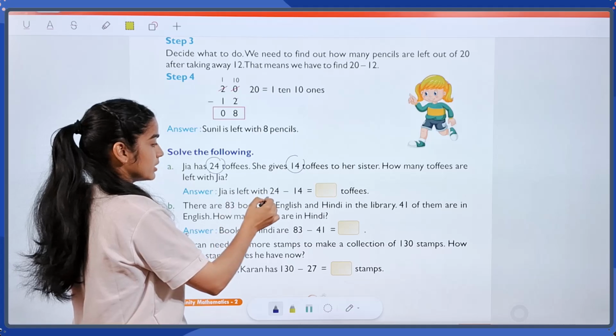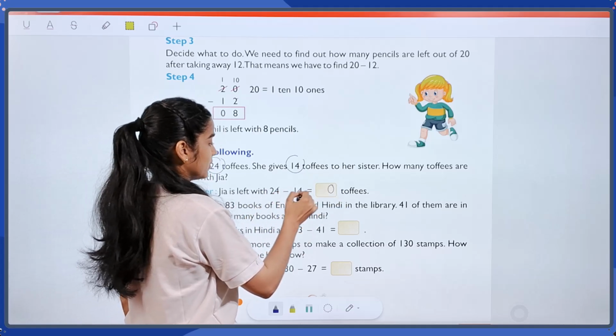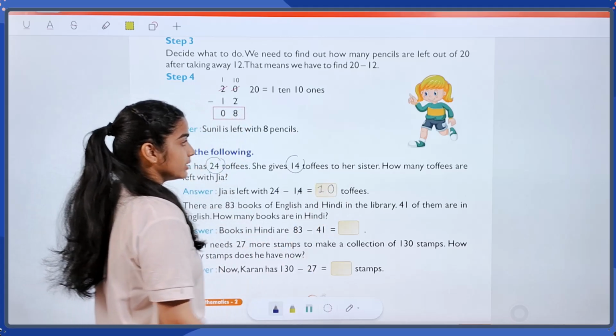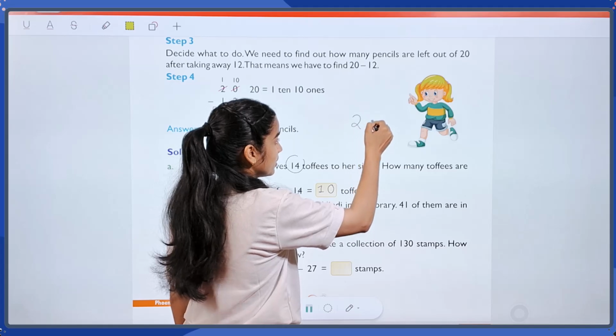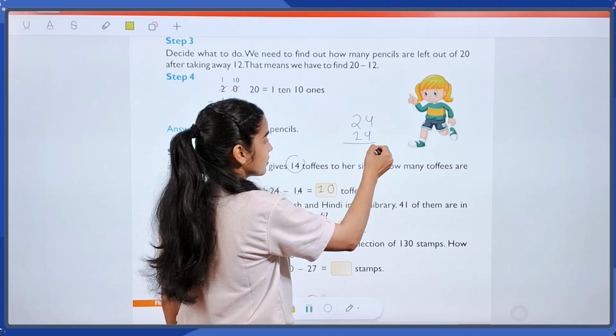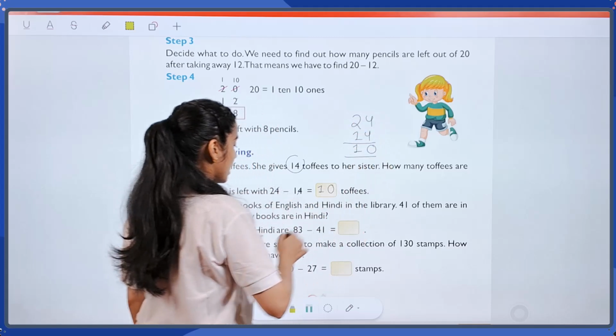So Jia has 24. So 4 minus 4 is 0. 2 minus 1 is 1. Jia has a total of 10 toffees. If you see here, 4 minus 4 is 0. 2 minus 1 is 1. So this is your answer.